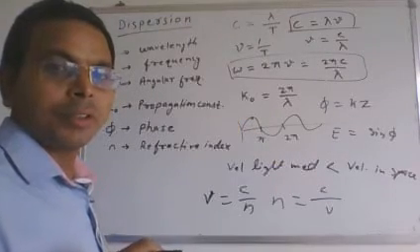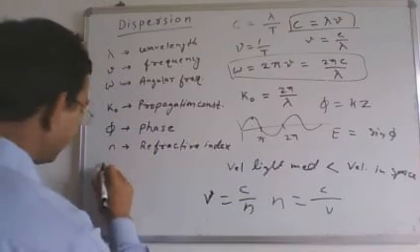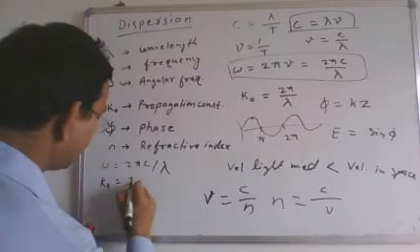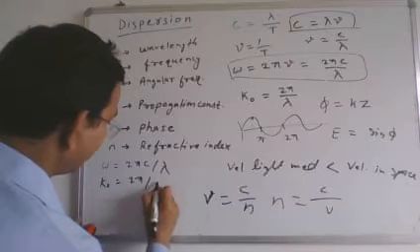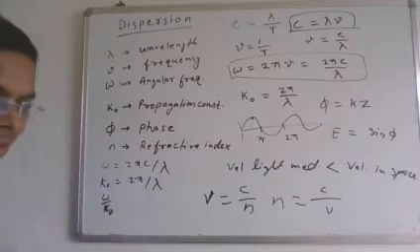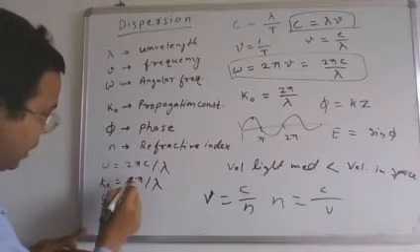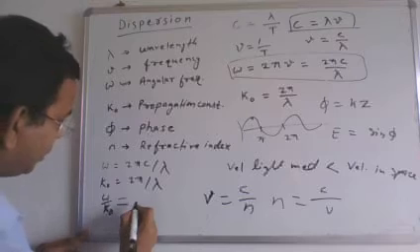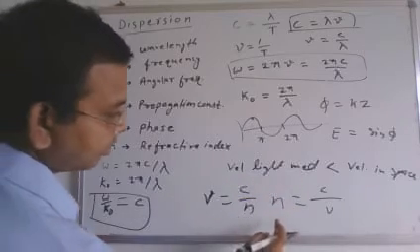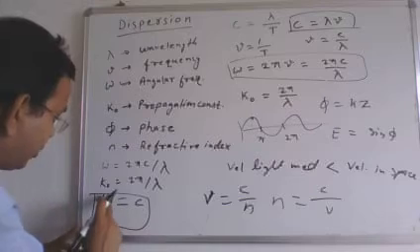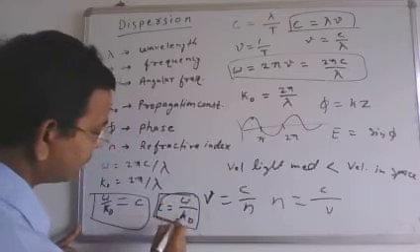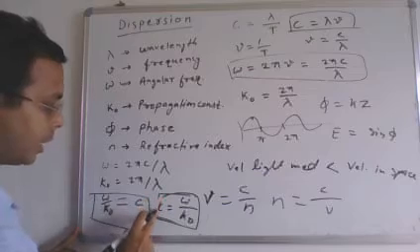Now there is a relation between angular frequency omega and propagation constant K0. So we can write omega is equal to 2 pi c by lambda and K0 is equal to 2 pi by lambda. So if you divide omega by K0, the 2 pi by lambda will cancel out, and you will find the c. So this is another relation: c is equal to v into n, or c is equal to omega by K0. So angular frequency divided by propagation constant gives the velocity of light.